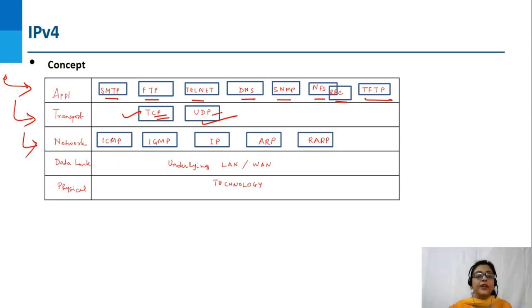At the network layer, we have ICMP, IGMP, IP, ARP, and RARP. At the data link layer and at the physical layer, there we have the underlying LAN and WAN technologies. So we can see that IP stands at the network layer, and this is the position of IP in IPv4 TCP/IP protocol suite.